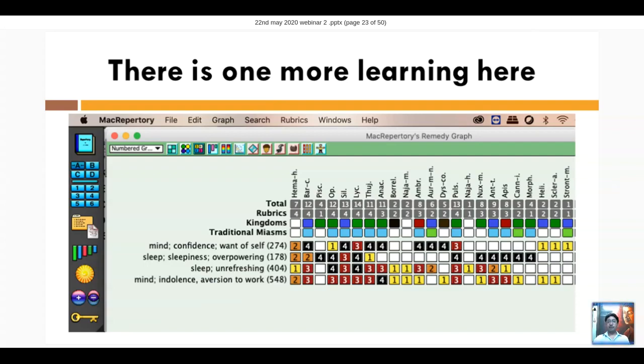Number 3, third remedy. Look in this chart. At the third number, there is one remedy which is covering only one symptom, but it is covering in 4 marks, highest in intensity. The third remedy covers only one rubric, that is sleep overpowering, but in 4 marks, meaning it is highest. So this is a small unknown remedy, but having a very strong symptom of sleep overpowering.